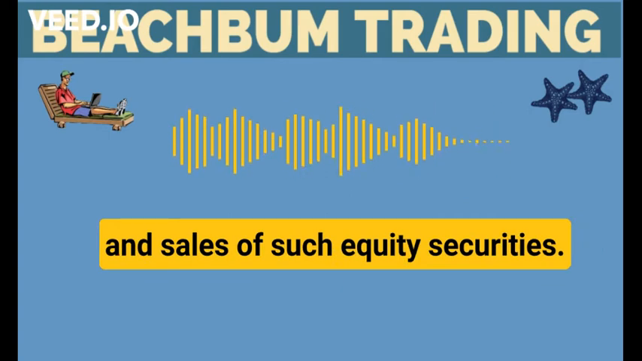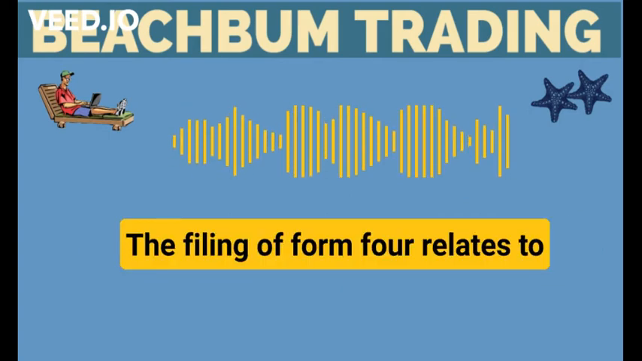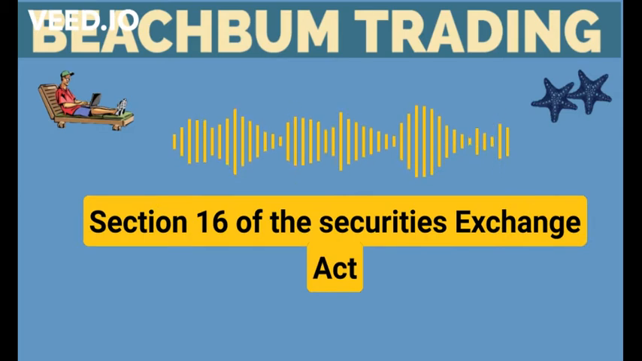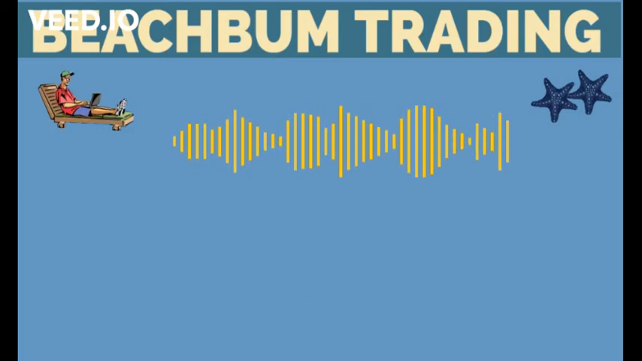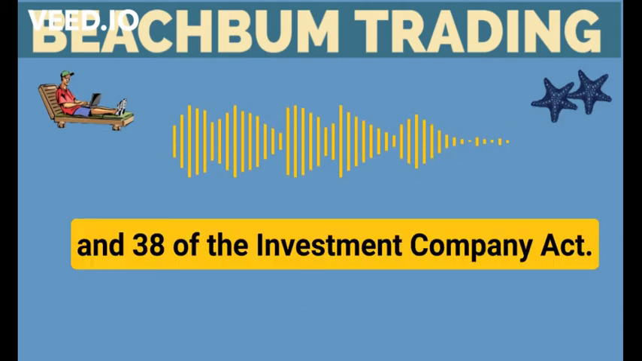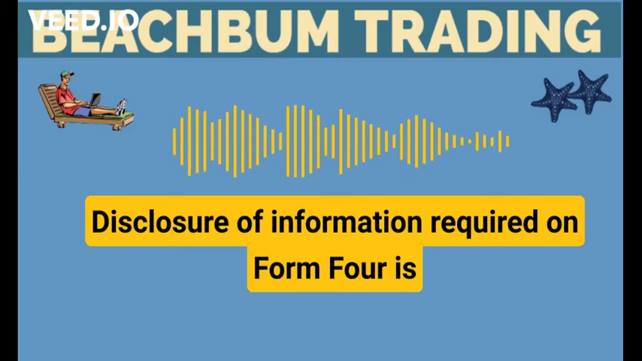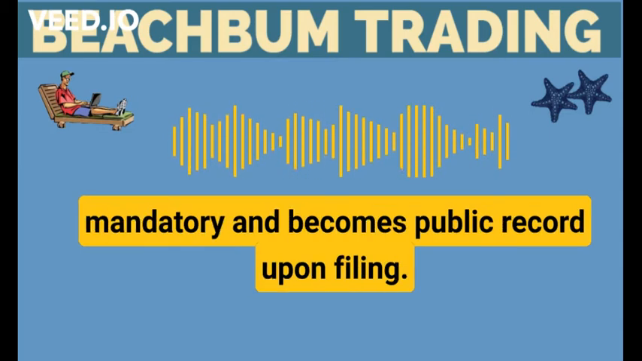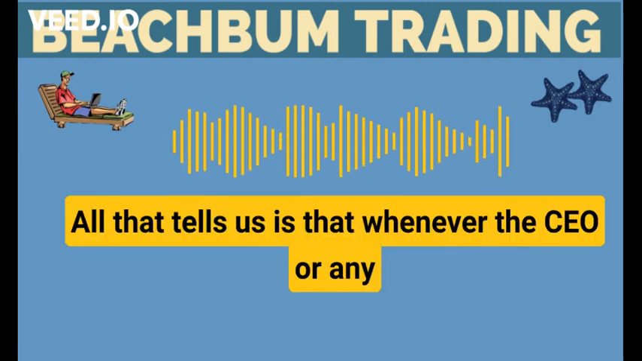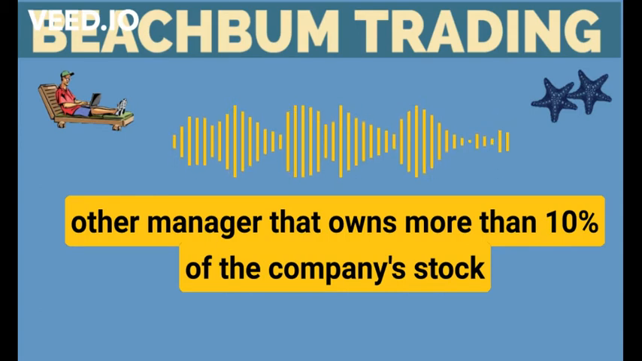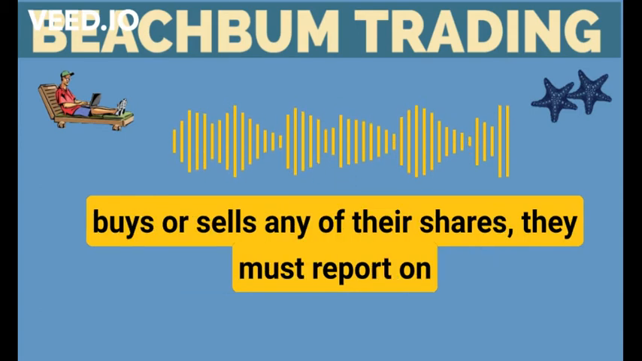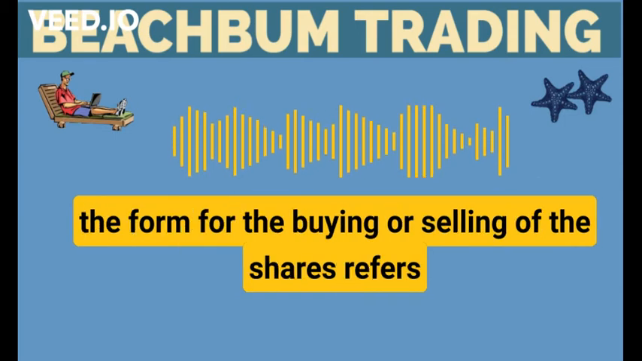The filing of Form 4 relates to Sections 16 and 23 of the Securities Exchange Act of 1934, as well as Sections 30 and 38 of the Investment Company Act of 1940. Disclosure of information required on Form 4 is mandatory and becomes public record upon filing. All that tells us is that whenever the CEO, CFO, or any other manager that owns more than 10% of the company's stock buys or sells any of their shares, they must report on the Form 4.